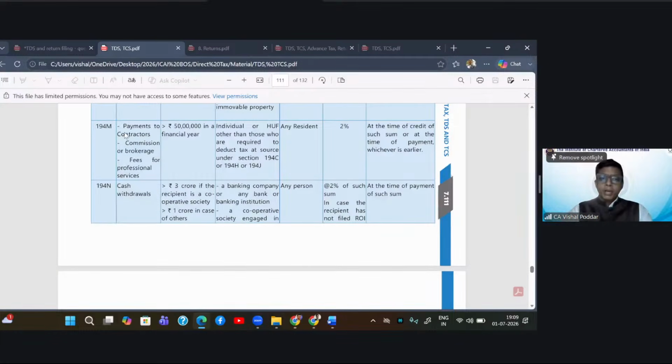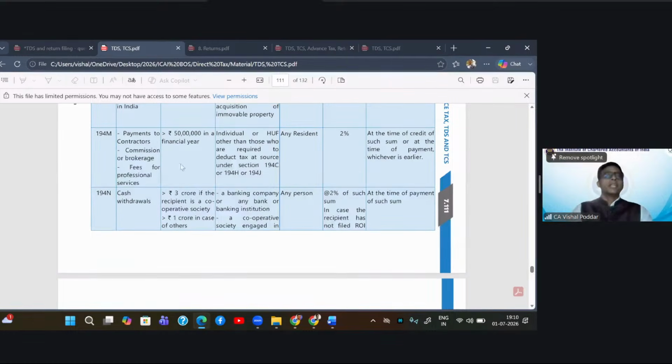Now, if you see, 194M again covers payment to contractor, again commission brokerage, again professional fees. Now, for all these three, you already have a specific section: 194C, 194H, 194J. Then what was the need to cover it here? Because here we wanted to cover those individual HUF other than the ones who are covered above. And who are not covered above are the ones either with small businesses or with no businesses. But see the amount, how much they have paid in a year? More than 50 lakhs, which is a huge amount. So they wanted to cover these huge payments made by such individuals under the tax net. So they crafted a special TDS provision.